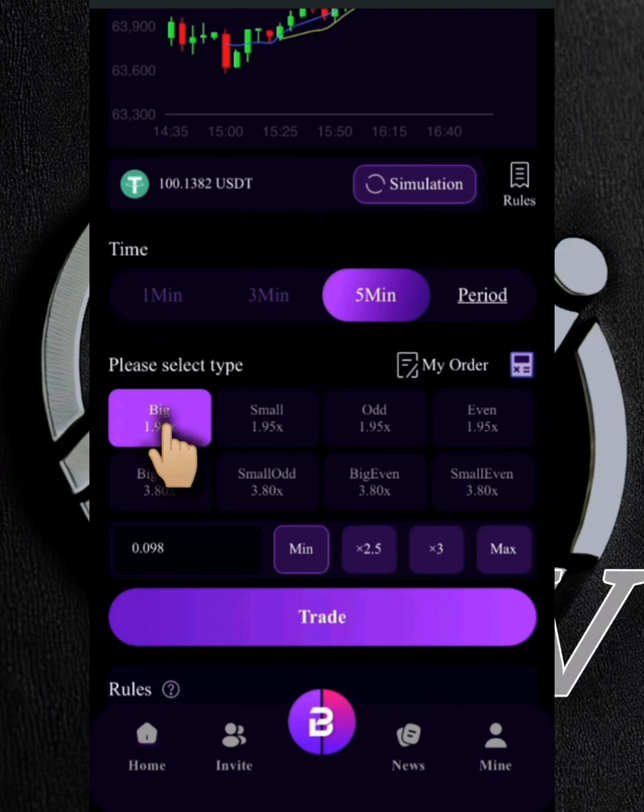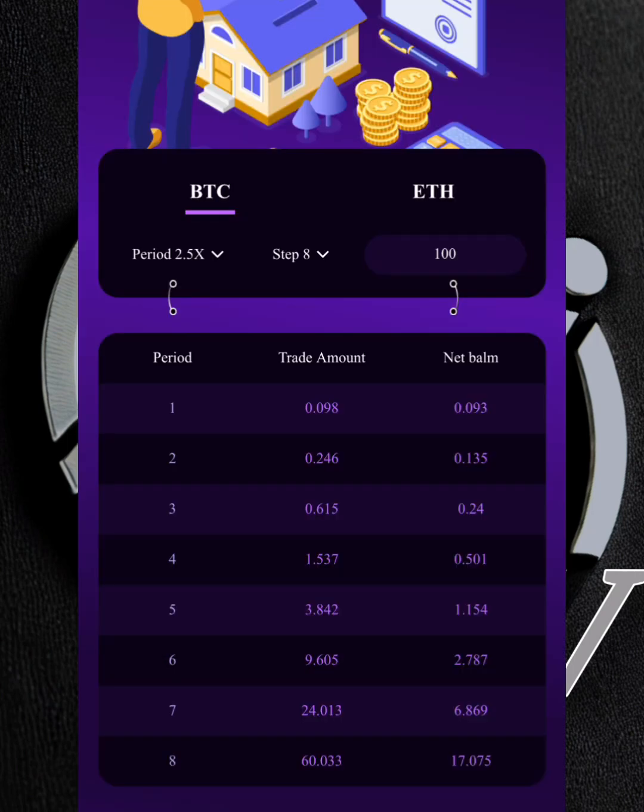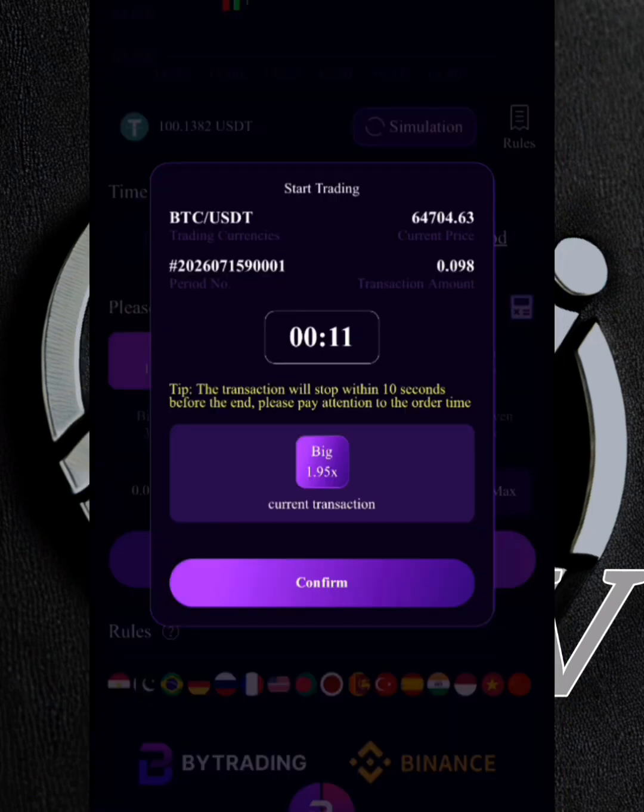Next thing is that we're going to enter the quantity, the quantity that our calculator gave us for the first phase. I'm taking a trade for the first phase now, so I will enter the quantity given in my calculator. The calculator told me I can use a trade amount of 0.098 for the first phase. I'll make sure I'm seeing the 5 minutes time frame again, and then I'll enter the trade.